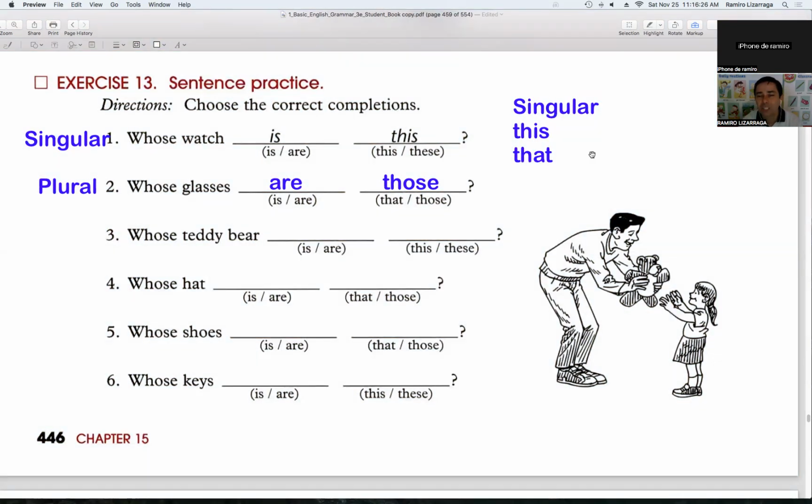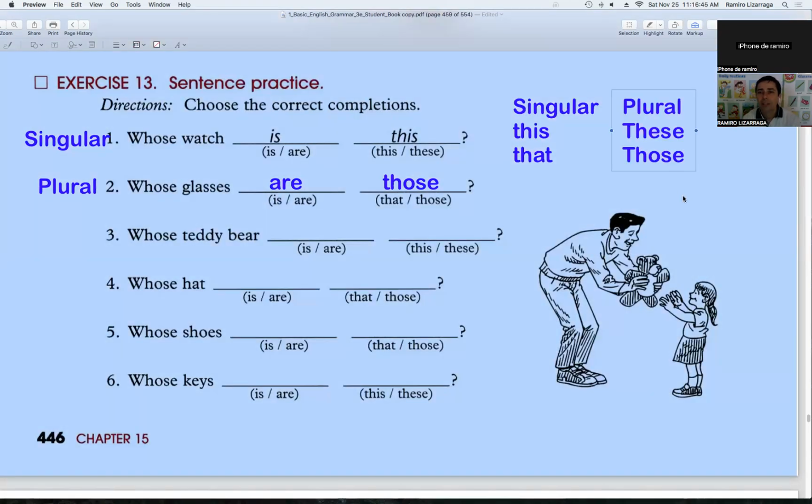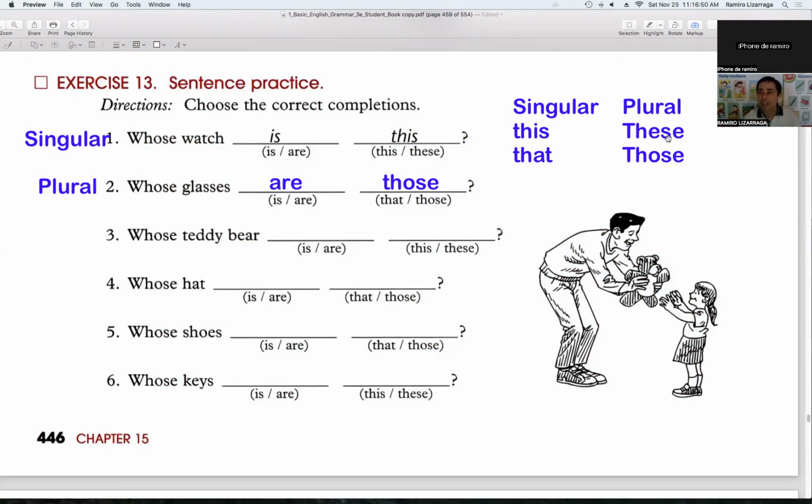Look at this. These two words are singular. And these other words, let me show you here, are plural. Look at this. Okay, then we have this and those. You see the difference? Okay. This and that are singular. These and those are plural. Okay? That is the difference between these two.